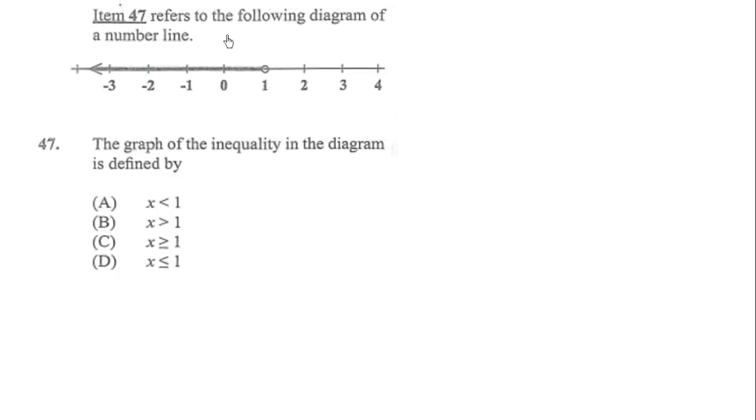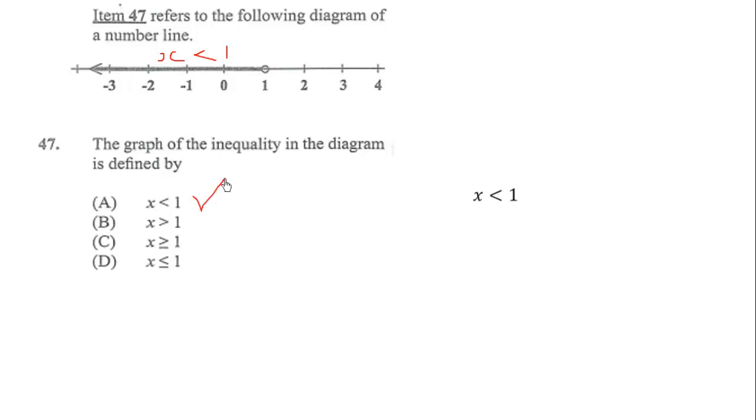Item 47 refers to the following diagram of a number line. So we know all these values represent x, and we can see that all the values are less than 1. So the correct choice is x less than 1.